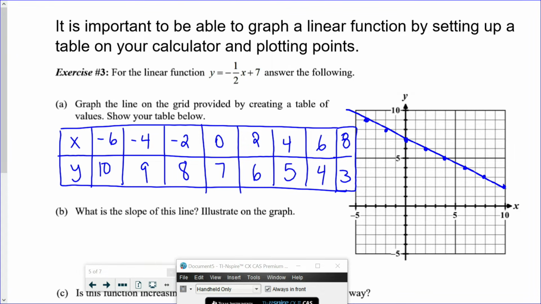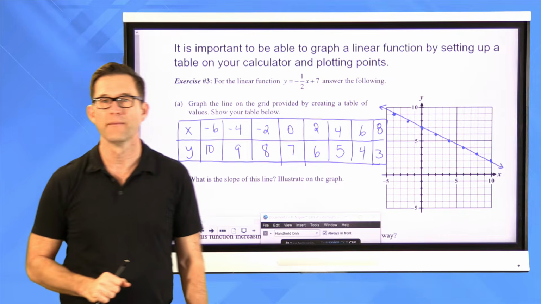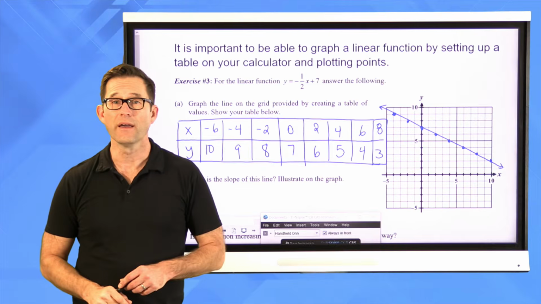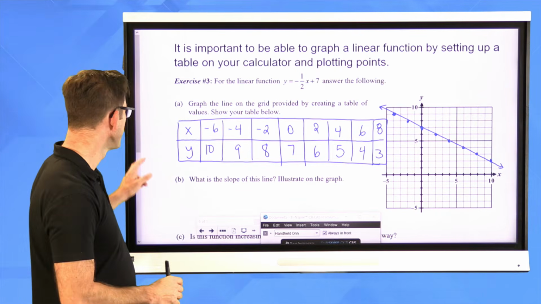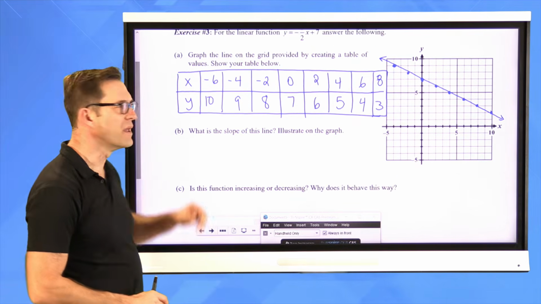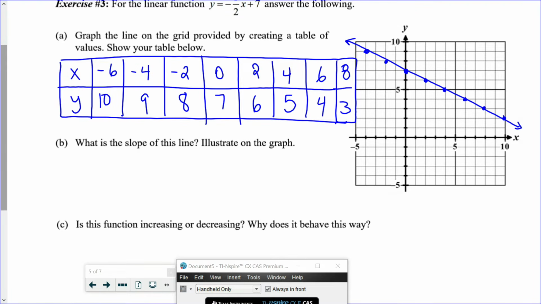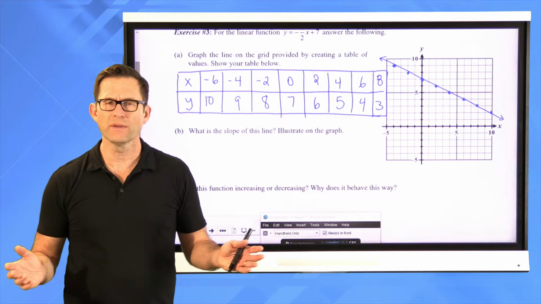Again, make sure you're doing this with a straight edge. I'm going to just freehand it, which again doesn't look that great, but gets the job done. All right, there's my line. All right, now, letter B. What is the slope of this line? Illustrate on the graph. So what's the value of the slope?